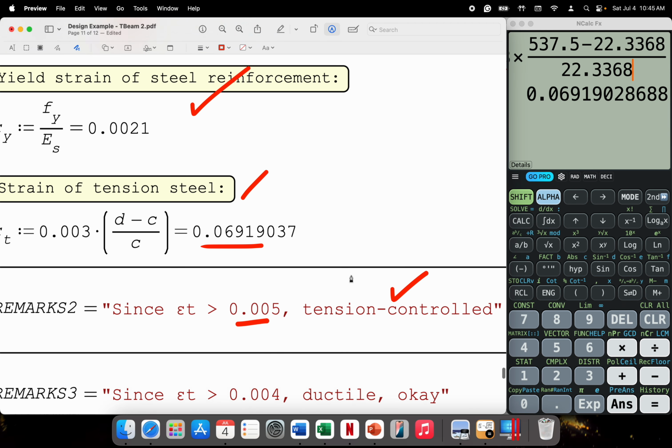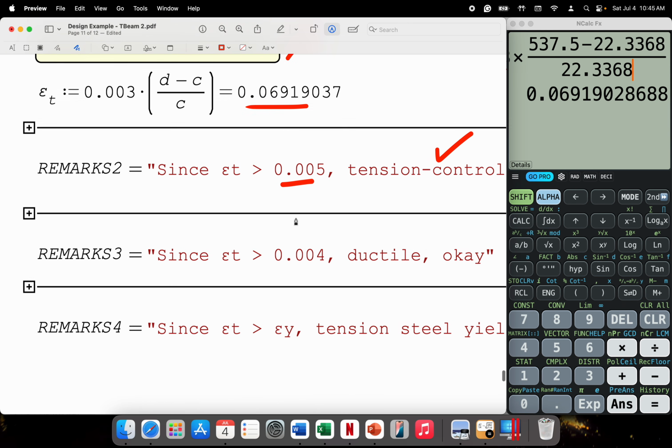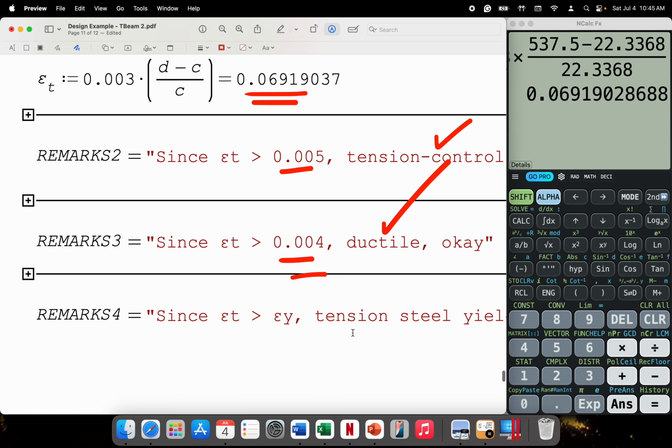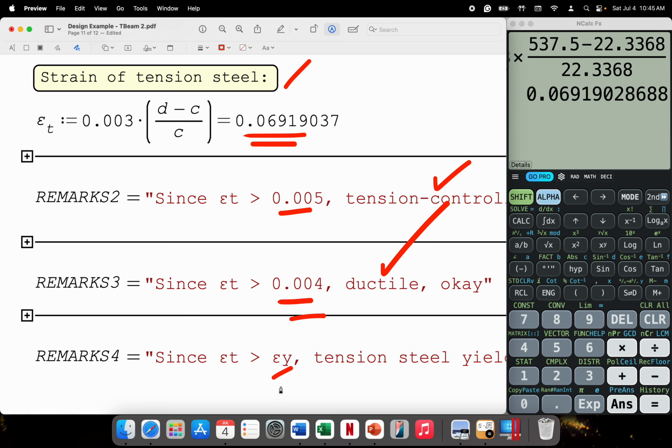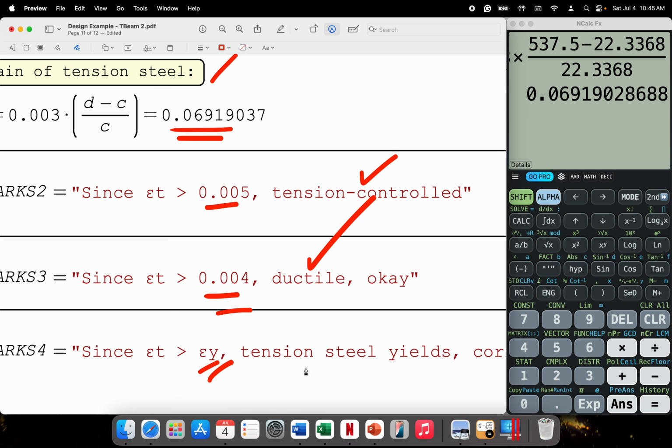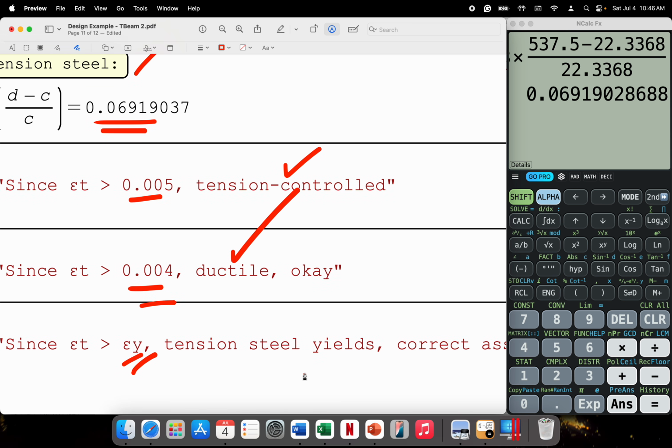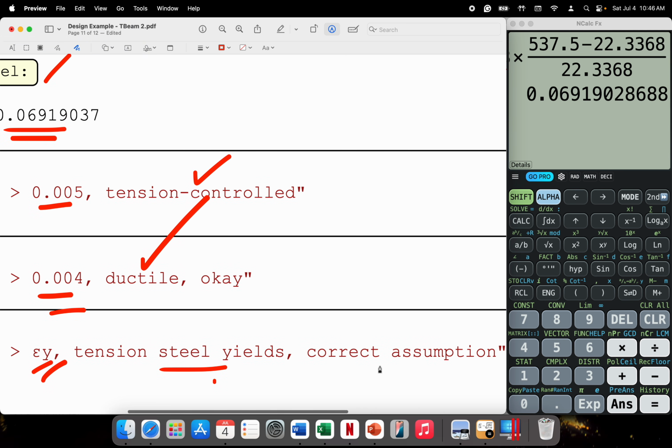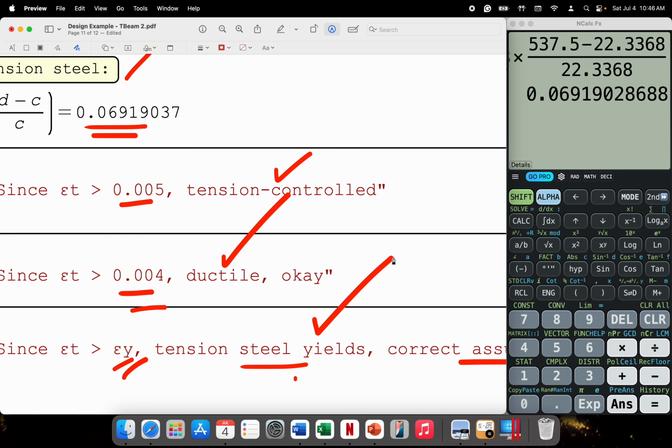After nito is check for ductility requirement. So again, yung strain ng tension steel natin is greater also than 0.004, meaning ductile yung ating beam. So therefore, okay. Then, greater din ito sa ating yield strain. So meaning, tama yung ating assumption that yung Fs is equivalent to Fy for our tension steel. Meaning, tension steel yields, correct assumption.